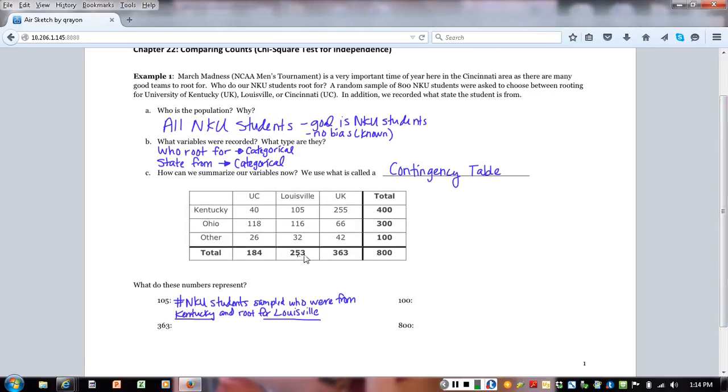Next, let's talk about one of the numbers along the bottom. That number would be a column total, for example, 363. If I look at that 363, it's ignoring what state. We've combined across state, so we're just looking at what team they root for and how many NKU students root for that team. So this tells us the number of NKU students who rooted for UK.